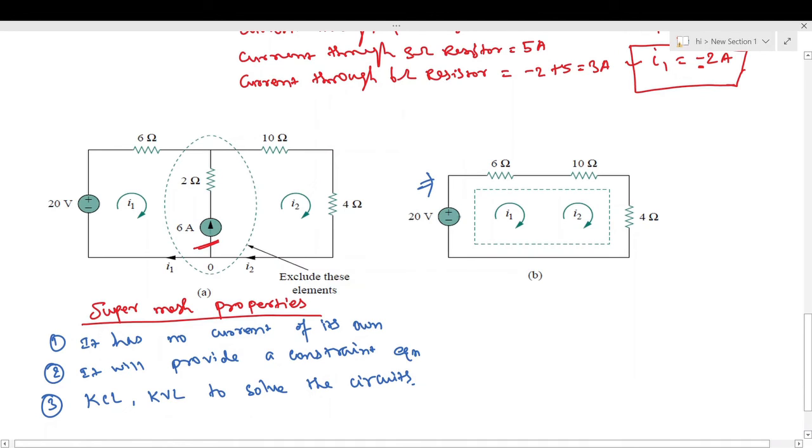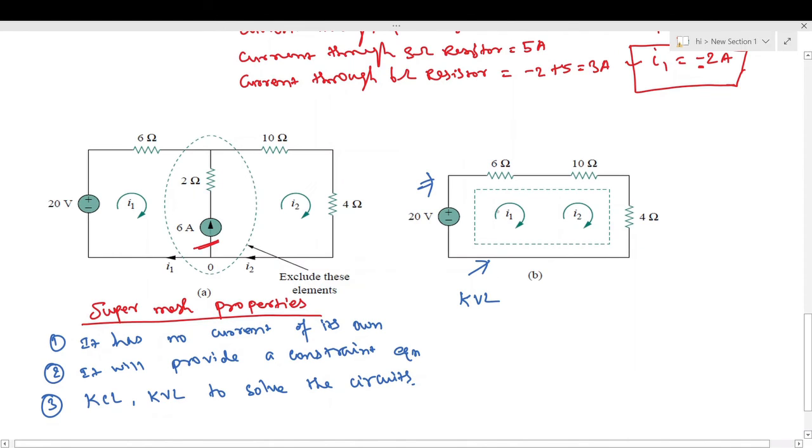When we redraw the circuit like this, we need to apply the KVL to this circuit diagram. When applying the KVL, we need to mark the arrow direction like this, and the mesh currents are I1 and I2. The mesh current I1 is flowing through the 6 ohm resistor, and mesh current I2 is flowing through the series connection of the 10 ohm and 4 ohm resistors.